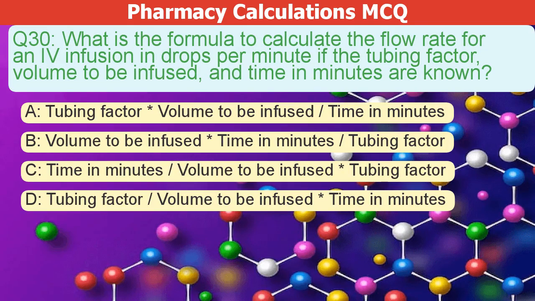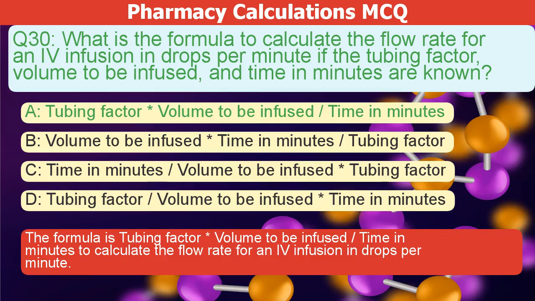What's the formula to calculate IV infusion flow rate in drops, given the tubing factor, volume, and time? A. Tubing factor times volume, divided by time. B. Volume times time, divided by the tubing factor. C. Time divided by volume, times the tubing factor. D. Tubing factor divided by volume, times time.